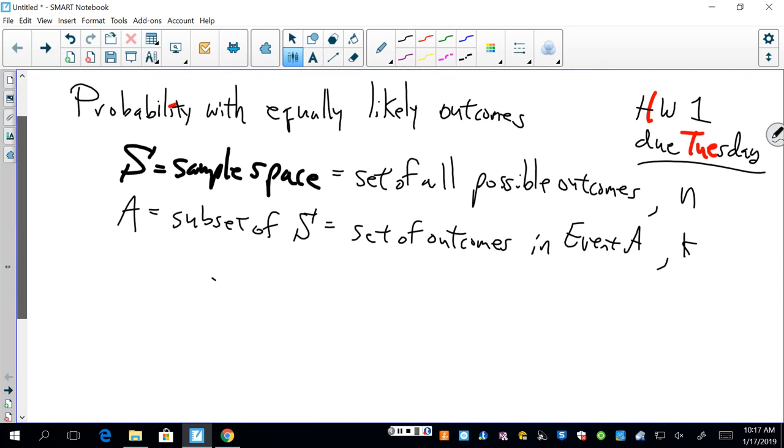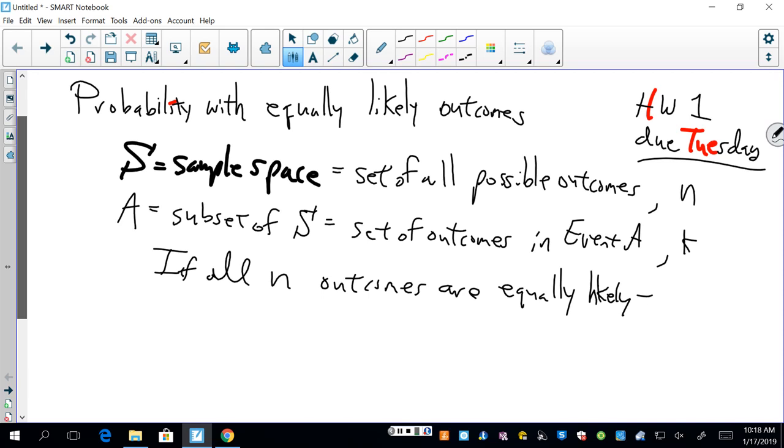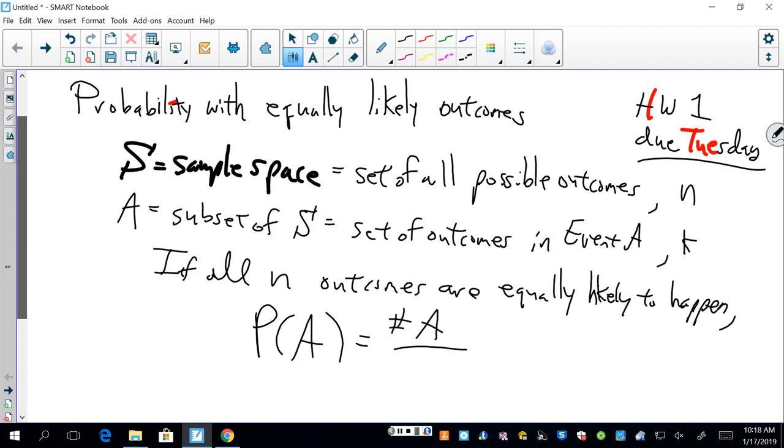If all n outcomes are equally likely to happen, then the probability that this event A happens, the probability that we get some outcome consistent with that event, is just going to be the number of outcomes that are in A, that are consistent with our target that we're interested in, divided by the number that are possible, the number in the sample space. So if these are the numbers over here, there's just that fraction, right?